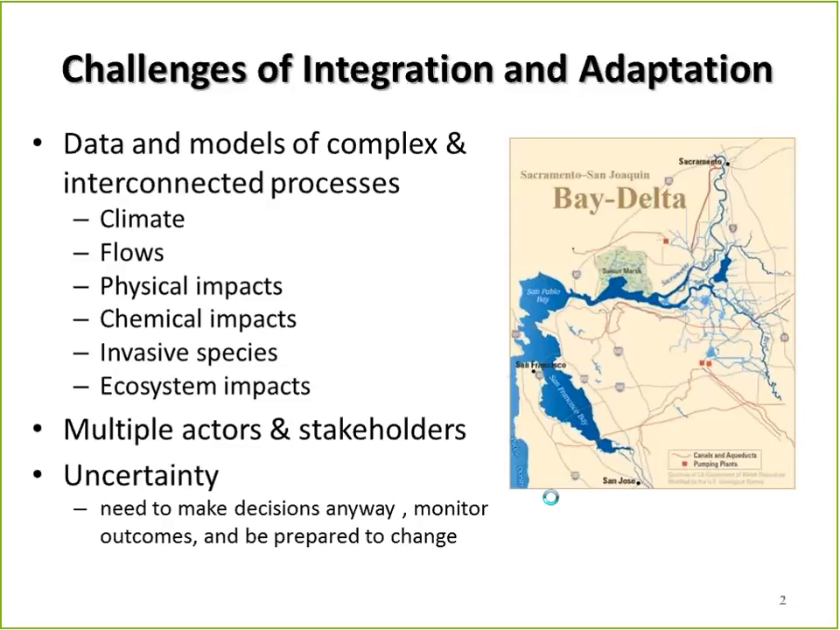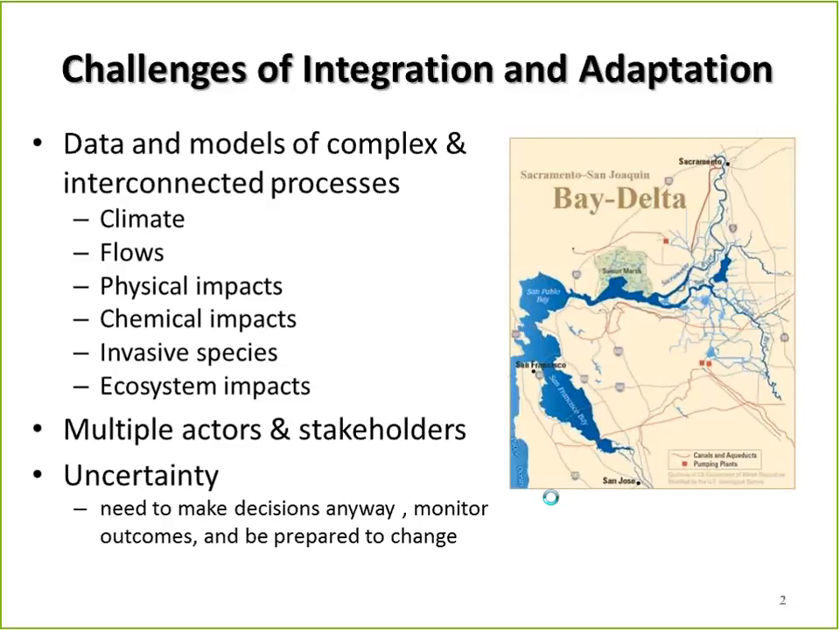Here are some lists of processes that are important in the Bay Delta to talk about integration. The complex processes of climate and flows through complex systems, and physical impacts on the system, moving sediments around, and chemical impacts, especially salinity, which gets a lot of attention here, invasives and how they affect outcomes, and ultimately what we all care about most, ecosystem impacts as a dual goal with water supply.